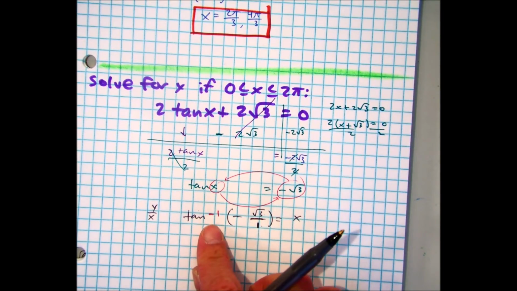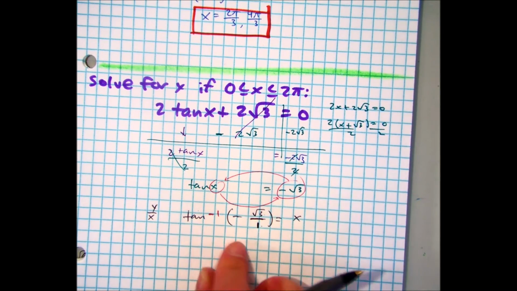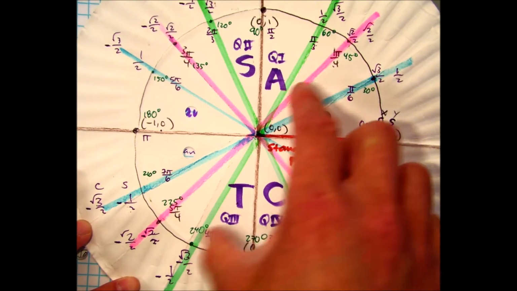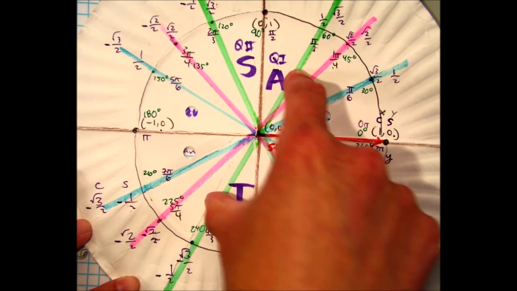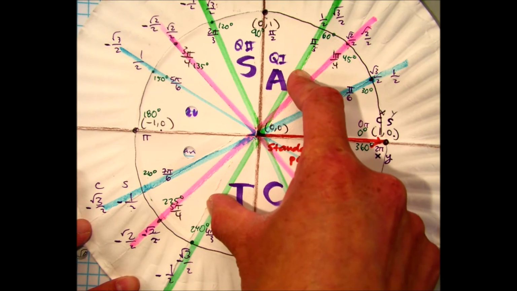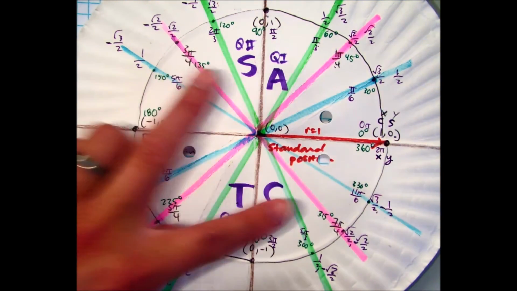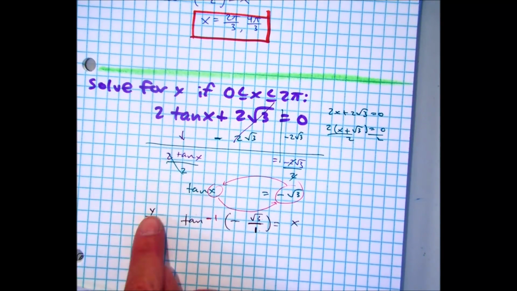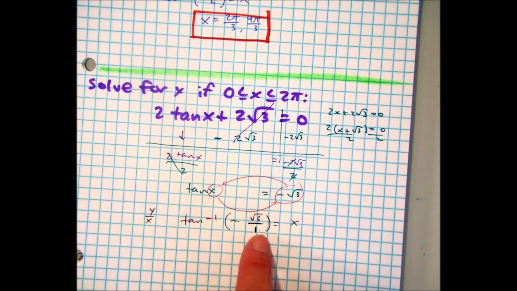So let's find where tangent is positive, and that will tell us where not to look. Positive is quadrants 1 and 3. This is where it's positive. That means it's going to be negative where? 2 and 4. So these are the 2 quadrants I'm looking for. And I'm looking for a y value that's radical 3 and an x value that's 1.